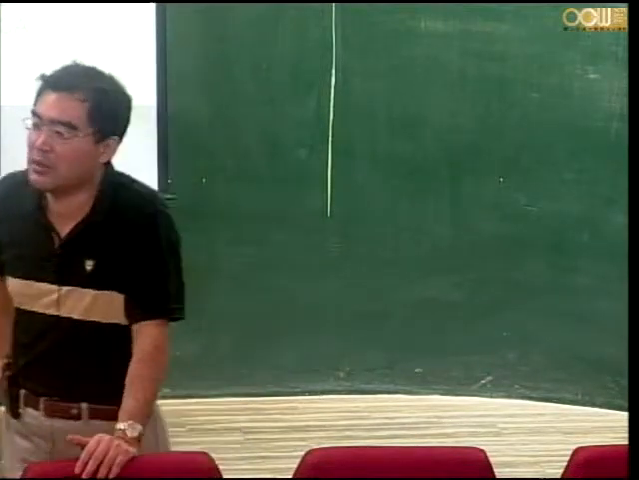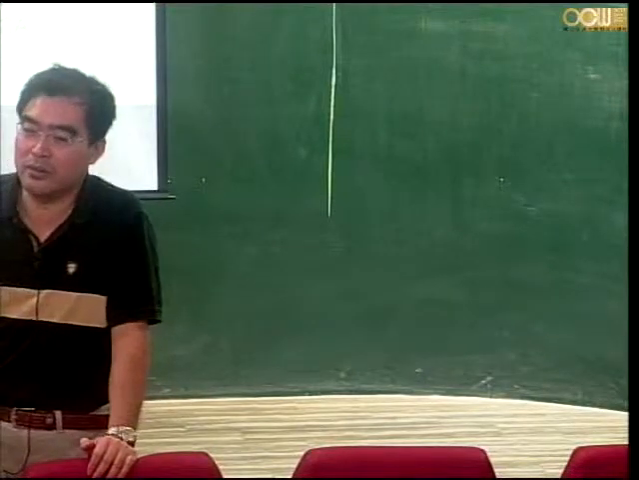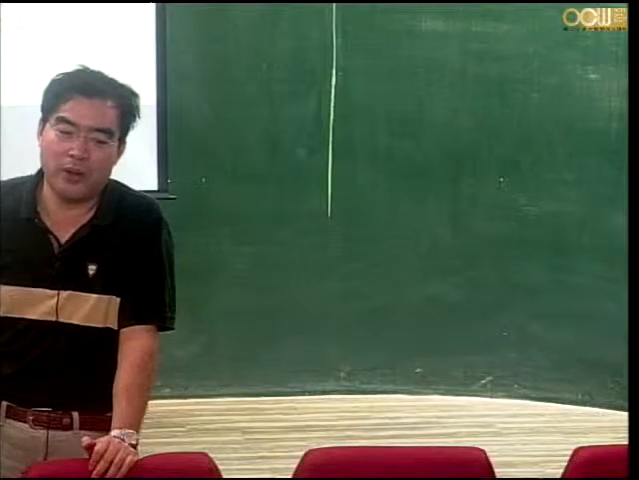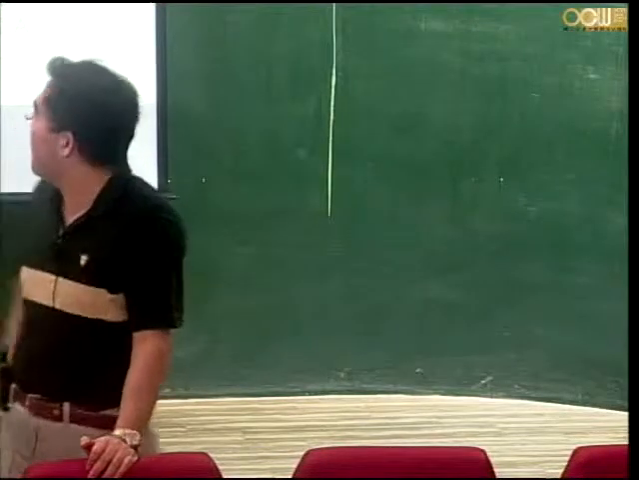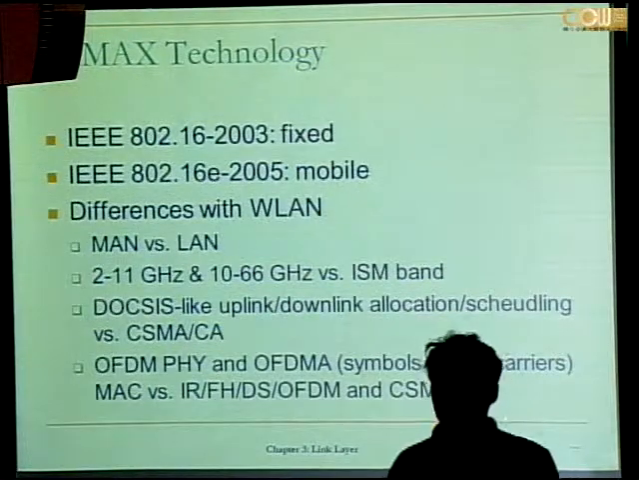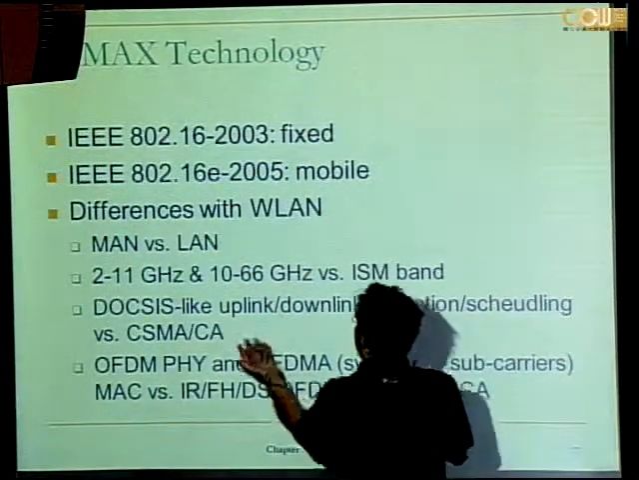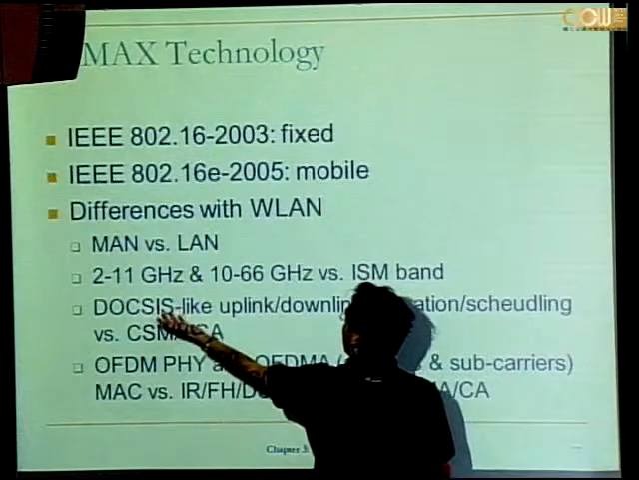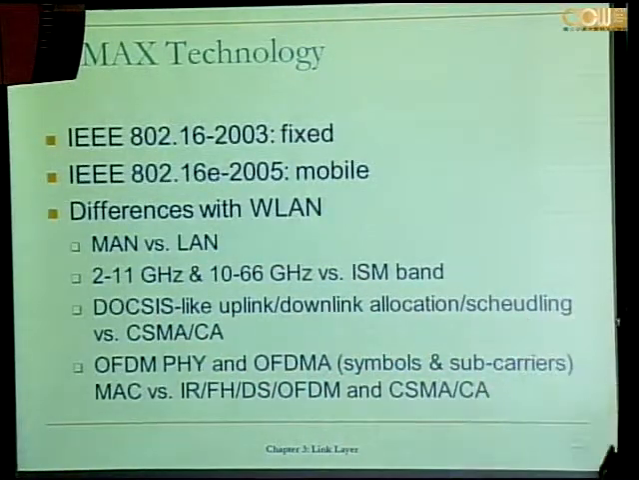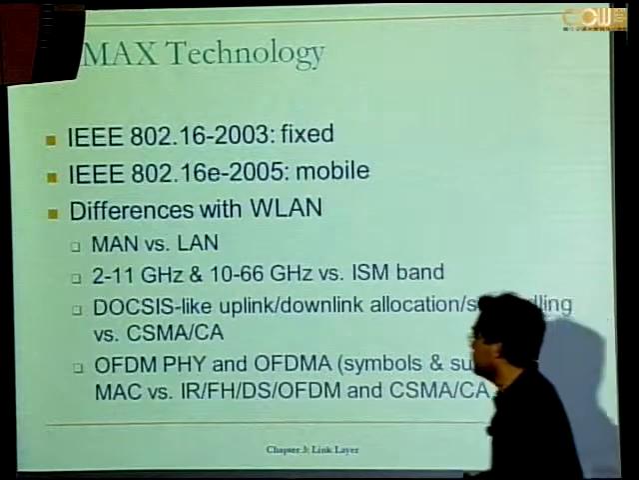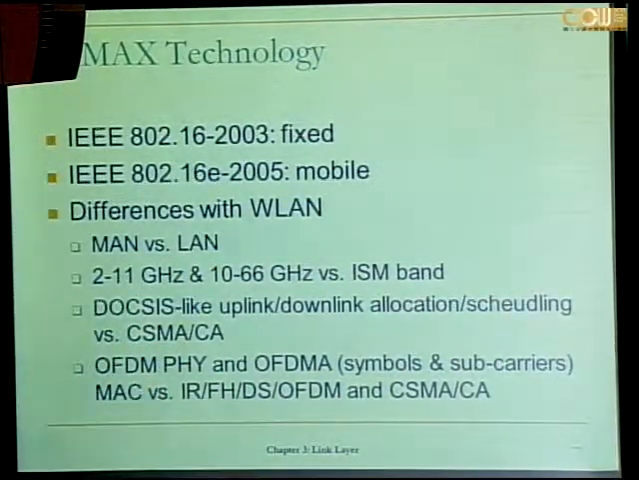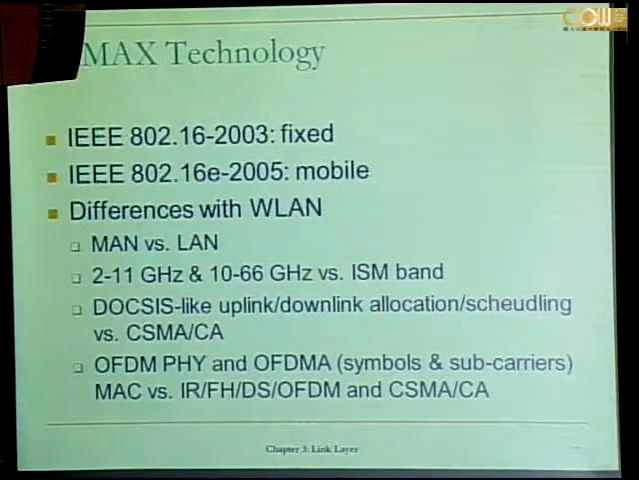The only difference is DOCSIS is for wired environments, wired by coaxial cable. It's not for wireless. But the cellular system is wireless. But they share the same structure. So WiMAX has a DOCSIS-like uplink and downlink allocation and scheduling as the MAC protocol, the link protocol. And wireless LAN then uses CSMA-CA plus RTS-CTS.